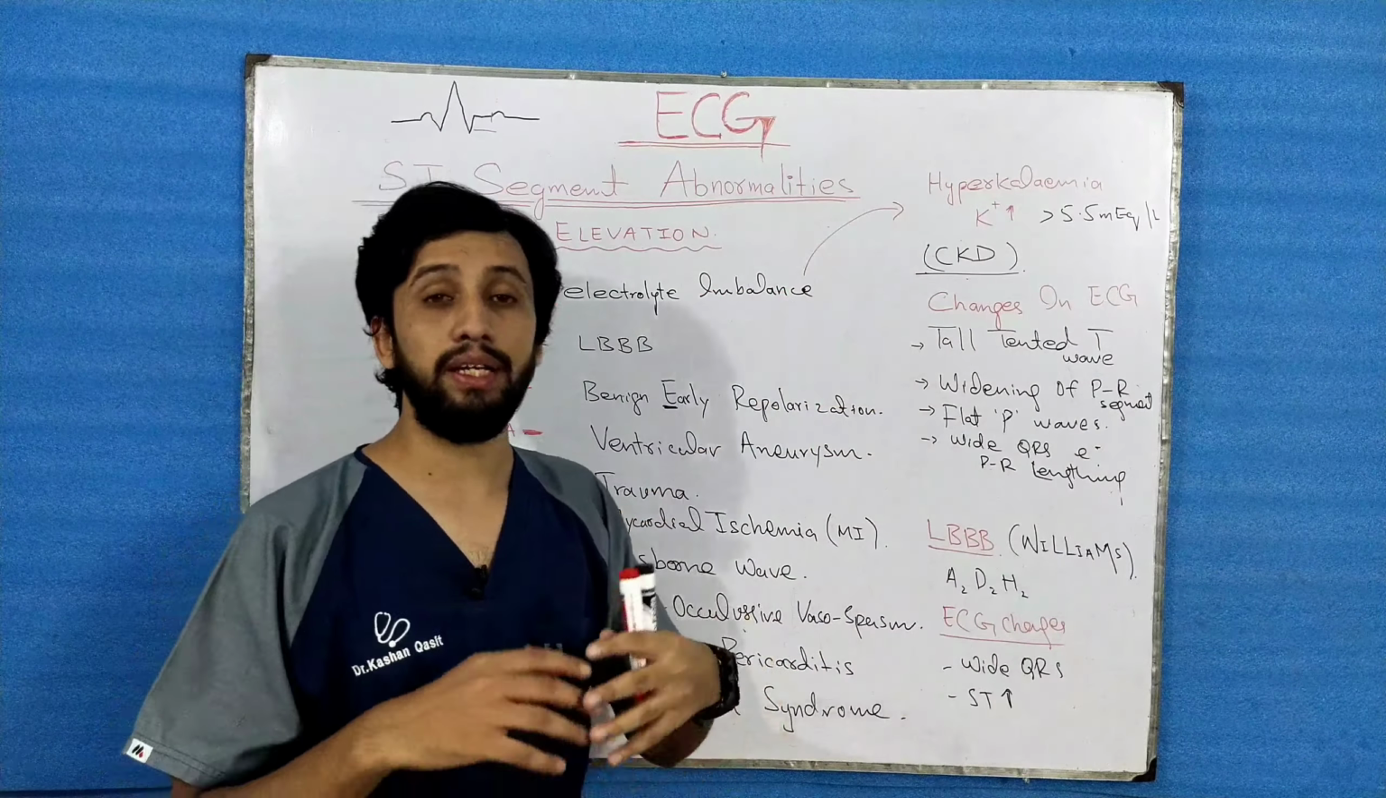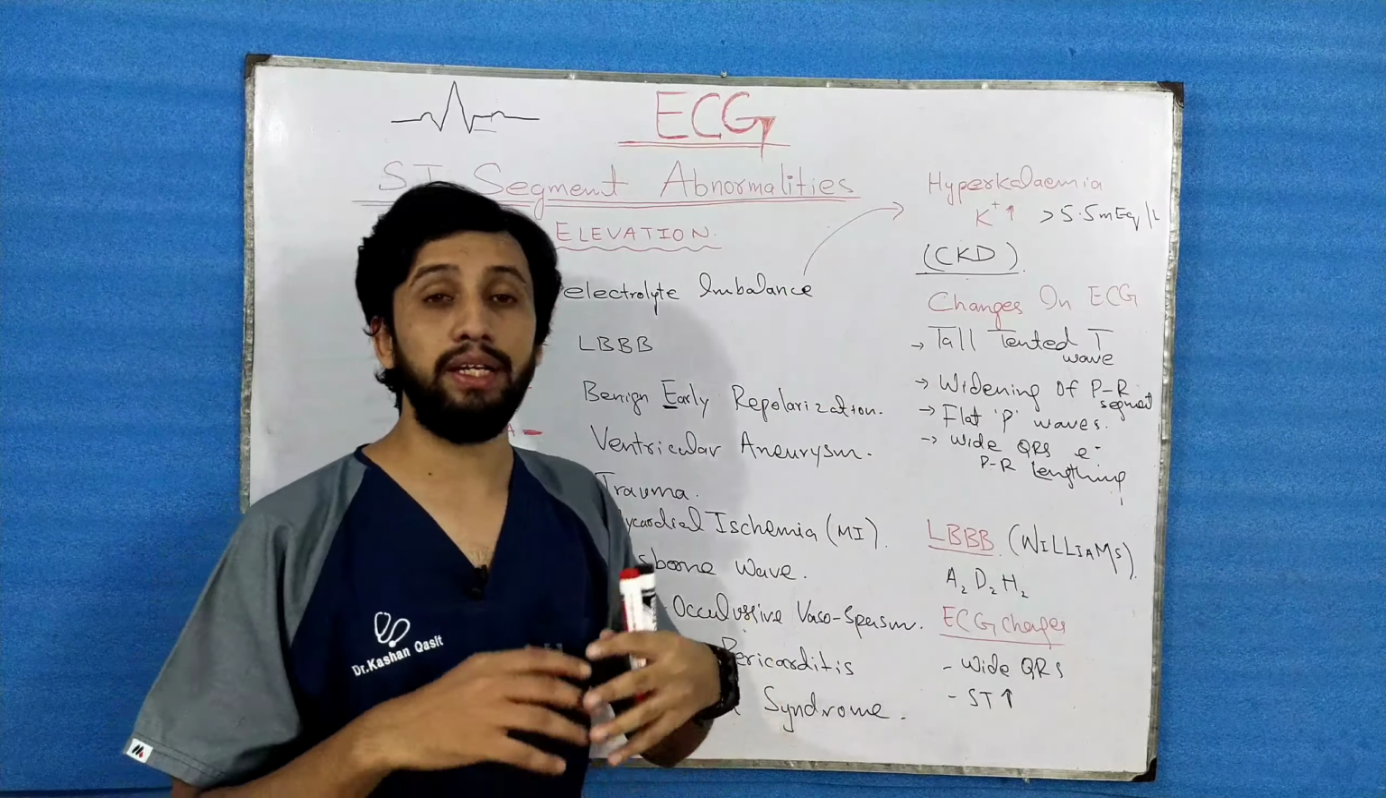Now, how will you differentiate between the ST segment elevation in myocardial infarction and in benign early repolarization? I have written some of the differences here. Number one: in benign early repolarization you will notice ST segment elevation but no reciprocal changes in the precordial leads, while in MI you will notice ST segment elevation with reciprocal changes also in the precordial leads.